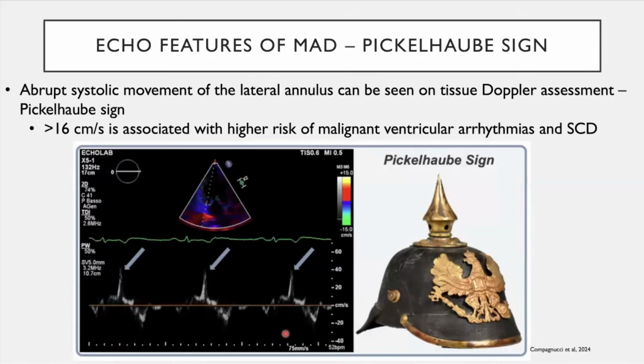Another echocardiographic feature of mitral annular disjunction is something called the Pickelhaube sign. The Pickelhaube is a helmet that was worn by German soldiers in the 1800s, characterized by its iconic spike on top of the helmet. So the Pickelhaube sign is the abrupt systolic movement of the lateral annulus that can be seen on tissue Doppler assessment of the lateral annulus. It's greater than 16 centimeters per second, and it's associated with a high risk of malignant ventricular arrhythmias and sudden cardiac death. In this example, we can see this tall systolic spike, and here it's reaching nearly 40 centimeters per second, so quite abrupt movement of that posterior lateral annulus.